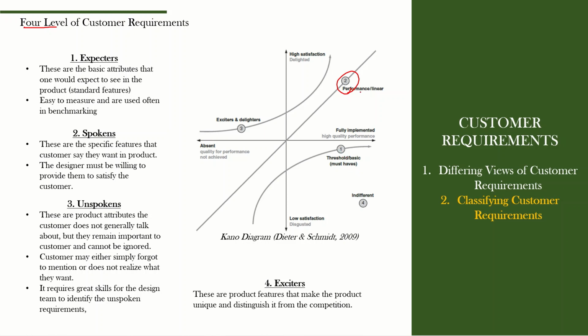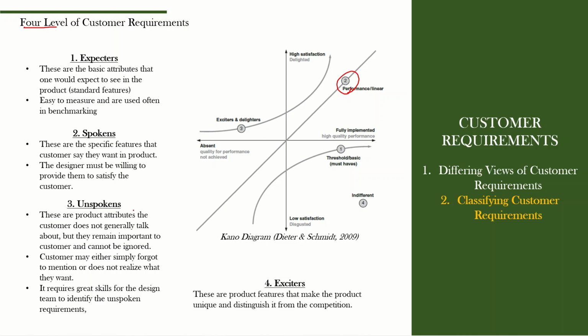But number 2, there are specific features. If those features are not in the product, it can still perform, but not according to what the customer wants. So the designer must be willing to provide them to satisfy the customer. So fully implemented and high satisfaction is given to the customer. The customer feels delight to have that kind of product.